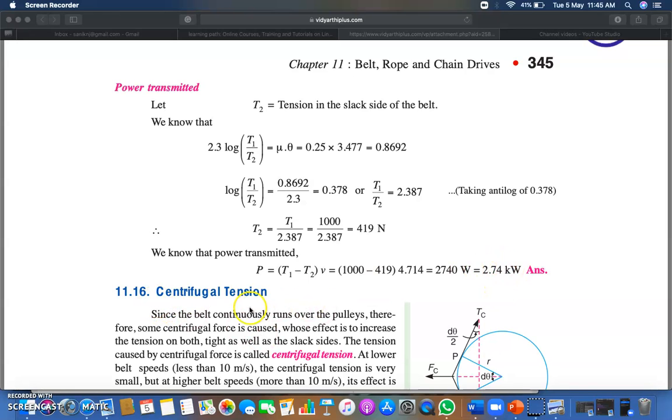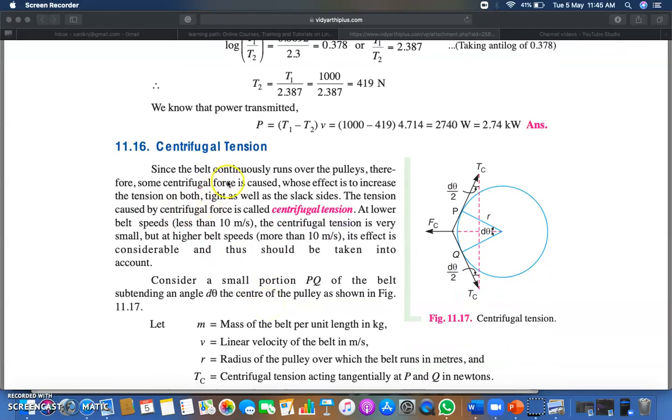Centrifugal tension. Now what is the value of centrifugal tension? Since the belt continuously runs over the pulleys, some centrifugal forces may be caused, whose effect is to increase the tension on both the tight and slack sides, and the tension caused by the centrifugal forces is known as centrifugal tension. This centrifugal tension is also encountered during the calculation of tensions in the belt.